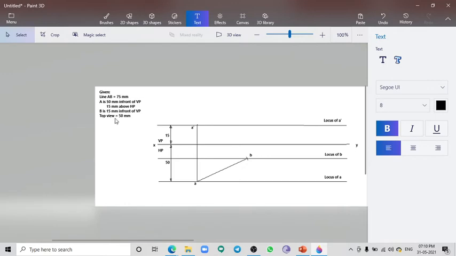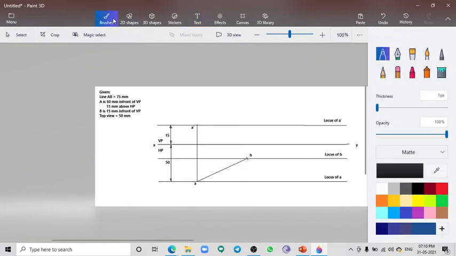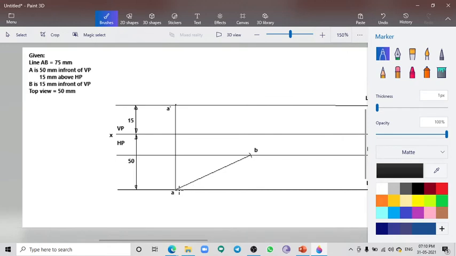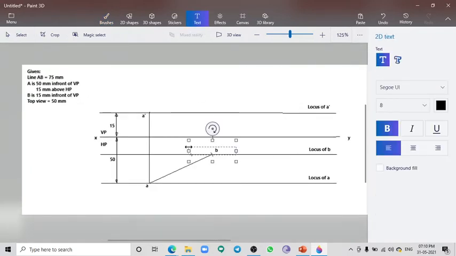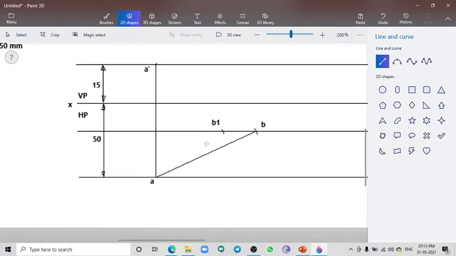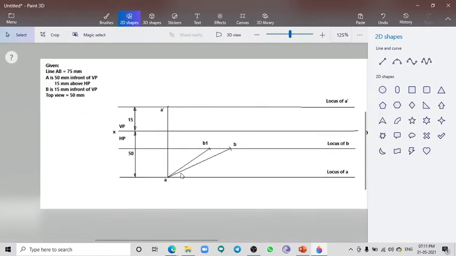Then similarly we can draw the top view by measuring 50 mm in the compass, with A as center and 50 mm as radius. Draw an arc on the locus of B. This point is to be named as B1, as it is the end point of our top view. Just join this point with our starting point A. Now we have two lines: one is our top view and another one is our true line.